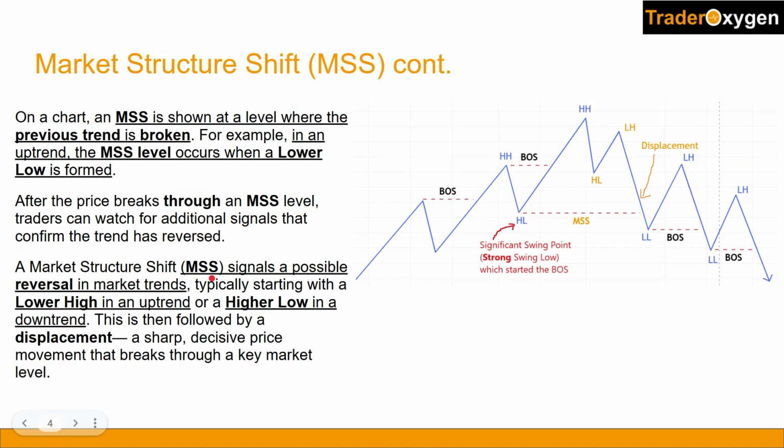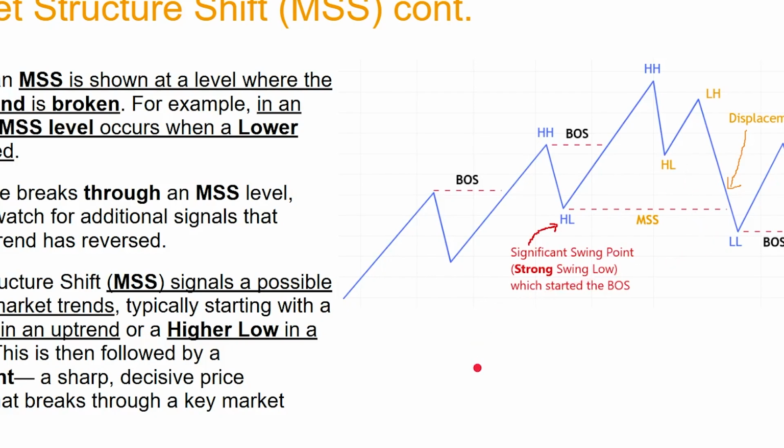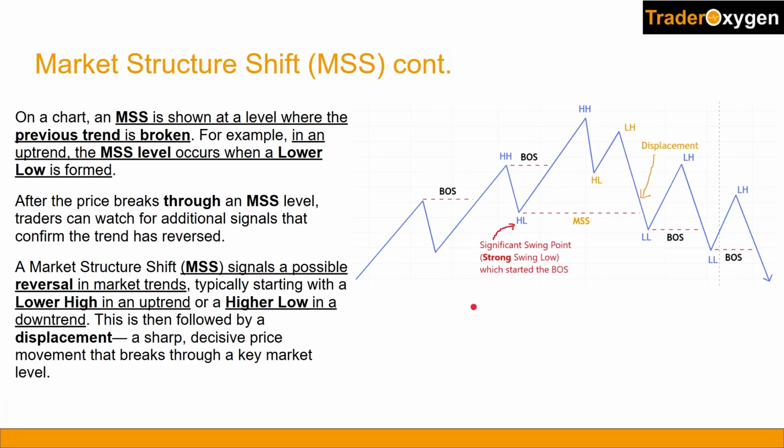Okay, so market structure signals a possible reversal in the market. Yes, we discussed that. Typically starting with a lower high in an uptrend. So see, this is the trend pause, the lower high. This you don't see in a change of character. So it starts with a lower high and then followed by a displacement, and then making a lower low, because usually it was making higher lows, but now it's making a lower low. So when it makes this lower low with this significant displacement, breaking this significant swing point, that is a market structure shift. Okay, let's see what's next.